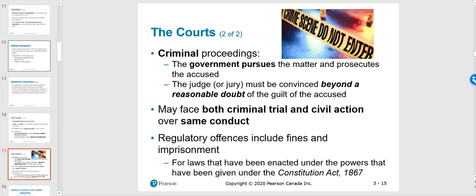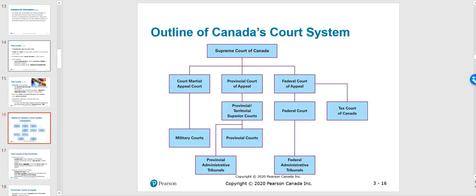Okay? So that's very important. Now let's look at the court system. As I told you last chapter, in this course we are only focusing on the provincial courts, well, administrative tribunals, and then provincial courts, those in here, and then the Supreme Court of Canada. We are not looking at federal courts, tax courts, or even military courts. So only those. And why do you need to understand this?